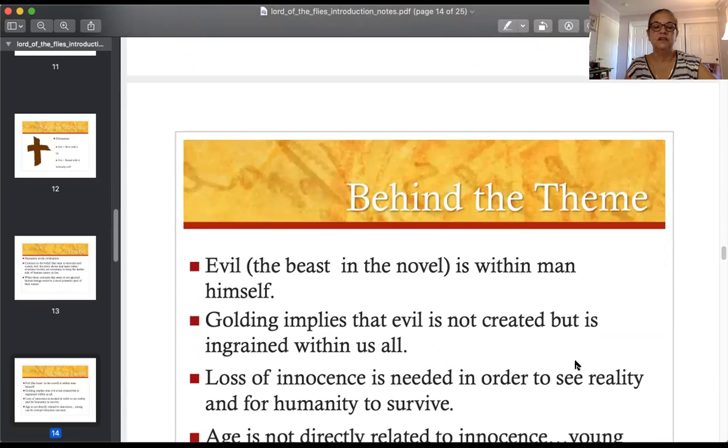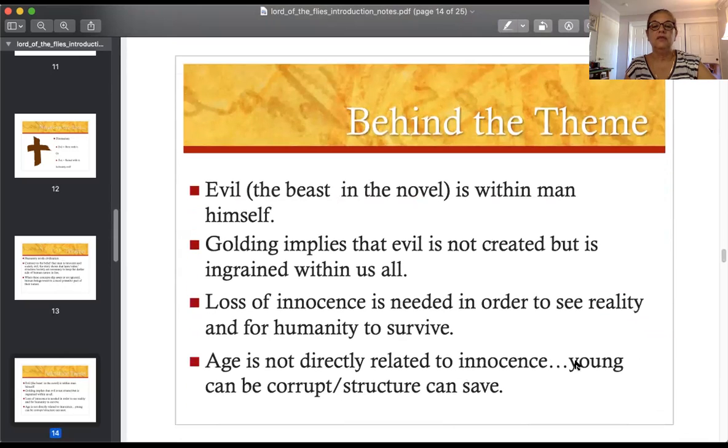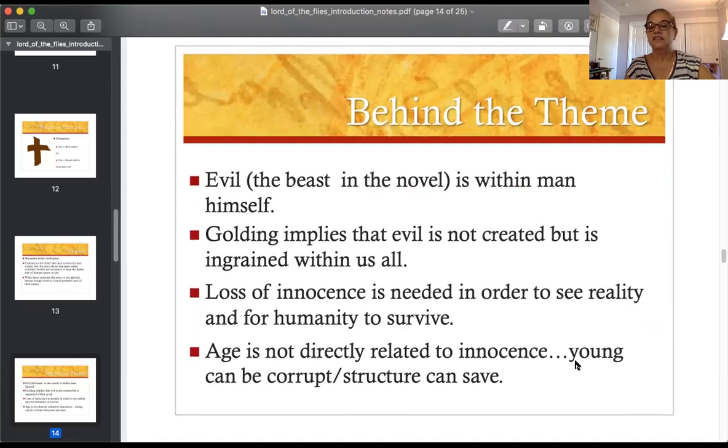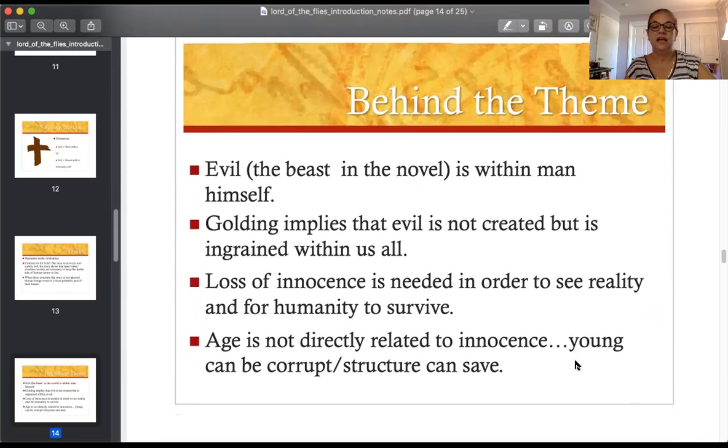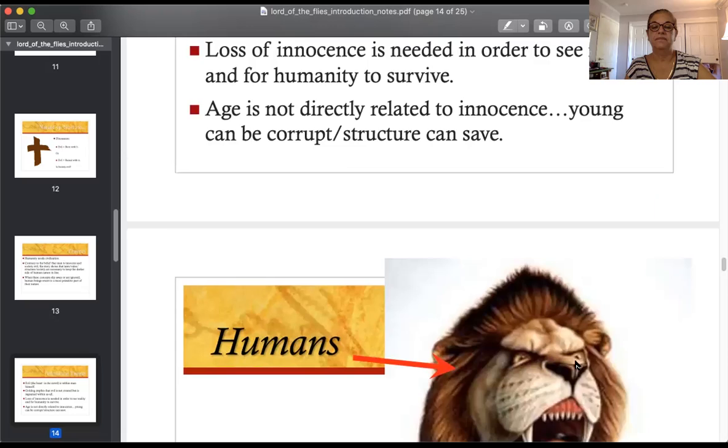Think about the theme that evil, which is the beast in the novel, is within man himself. Golding implies that evil is not created, but is ingrained within us all. There's the loss of innocence. And age is not directly related to innocence. Young can be corrupt too. And structure is what saves them.